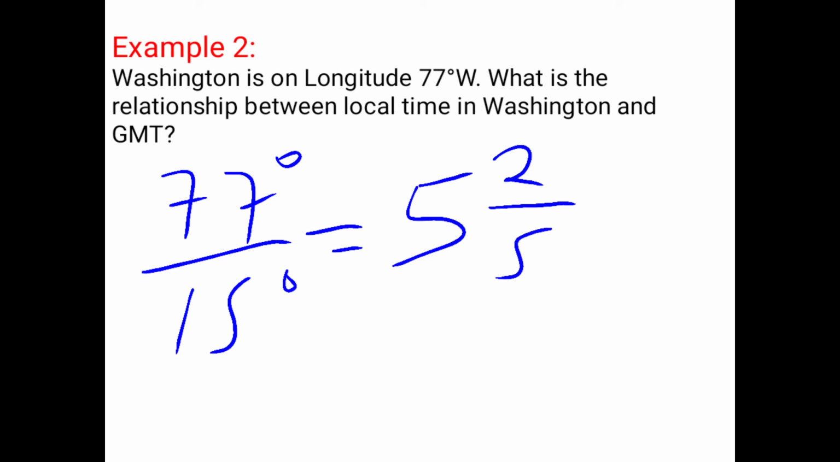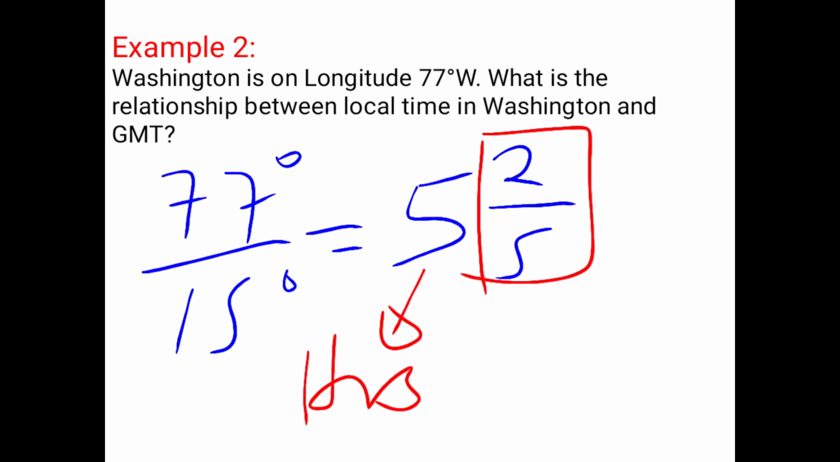So how do we get this kind of difference? We can see that this is the time difference, but now we have a fraction. That simply means that we are dealing with minutes. So this 5 here should represent hours, and this fraction here should represent minutes. So let's see how we can do that. We're going to write 5 hours.